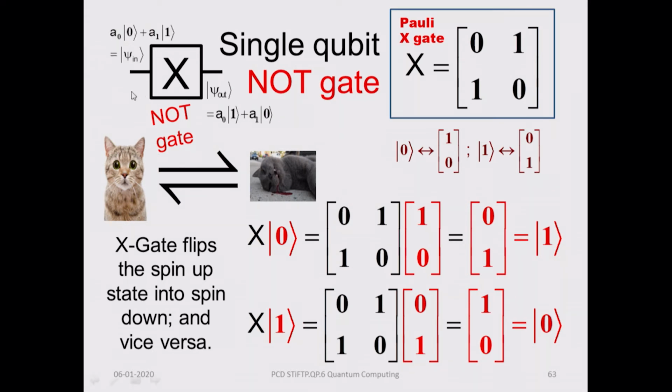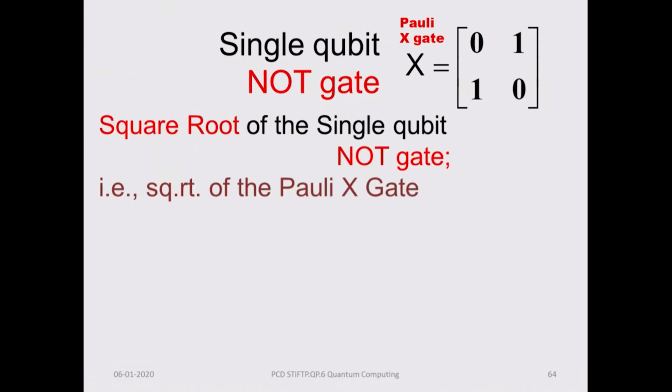So, if this is represented by the symbol over here. Just like you have got symbols for classical digital electronic gates, there are symbols for quantum gates. So, this is the symbol for a quantum gate. You have got a certain input which is A0|0> plus A1|1>. What is the output? It is A0|1> plus A1|0>, because 0 is flipped to 1 and 1 is flipped to 0, right. So, that is the inversion which is achieved by the quantum NOT gate. So, this is the single qubit NOT gate.